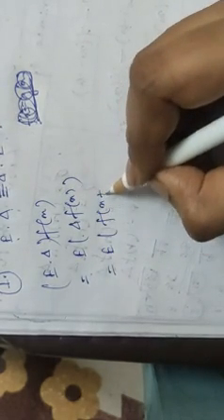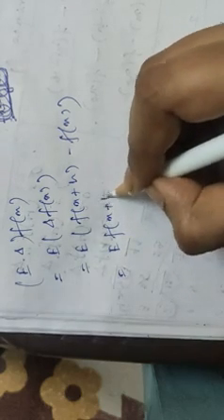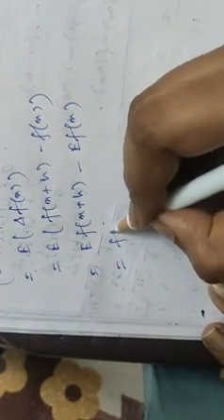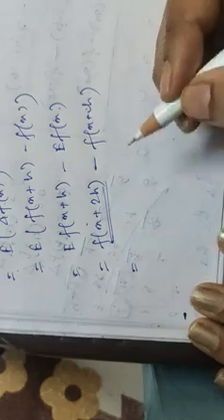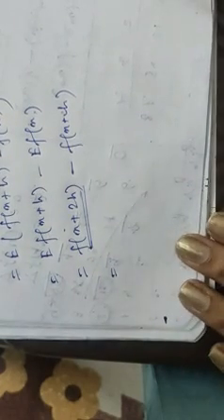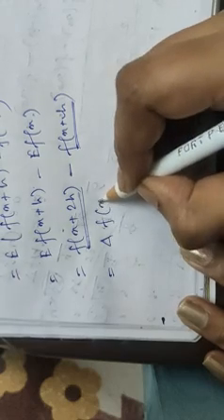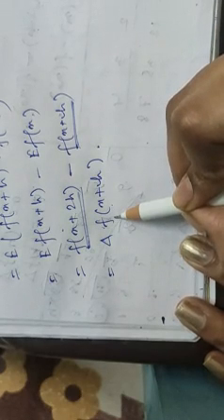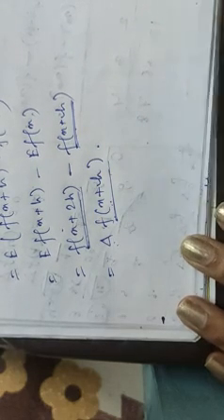Applying delta to f(x), this becomes E of f(x plus h) minus E of f(x). E of f(x plus h) becomes f(x plus 2h), and E of f(x) equals f(x plus h). Now what does f(x plus 2h) minus f(x plus h) mean? It means delta of f(x plus h), that is, taking the next value minus the current value. The next value is x plus 2h, minus the current value x plus h.